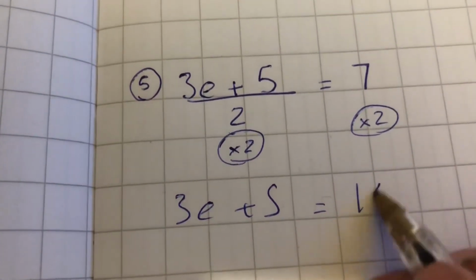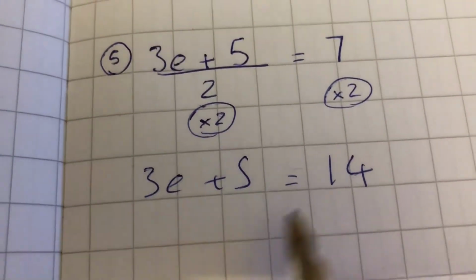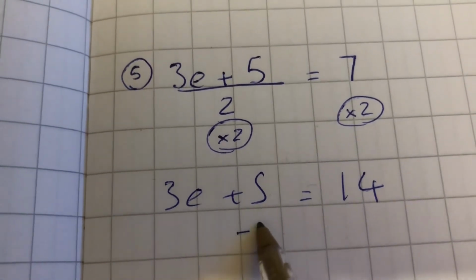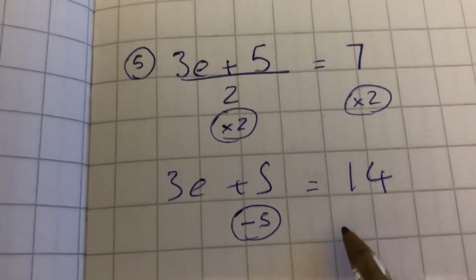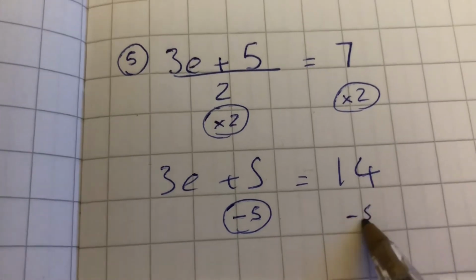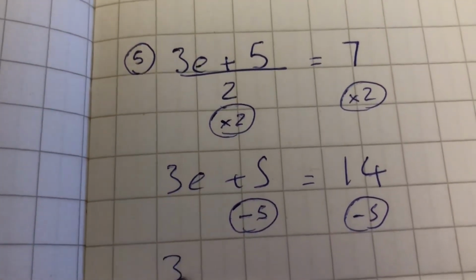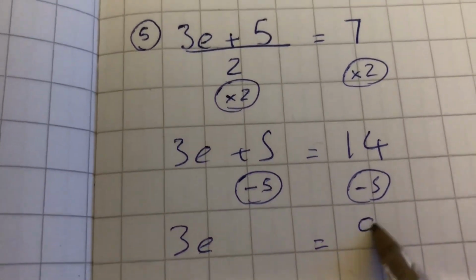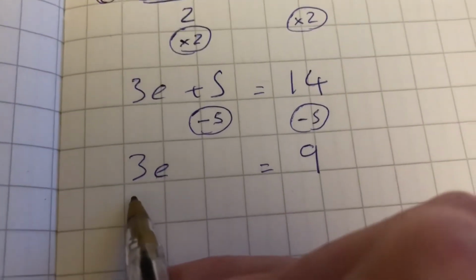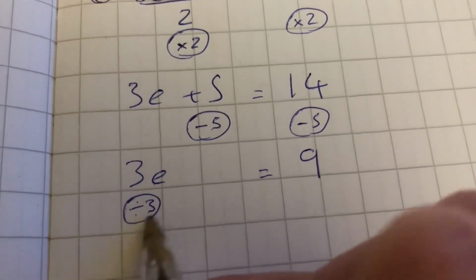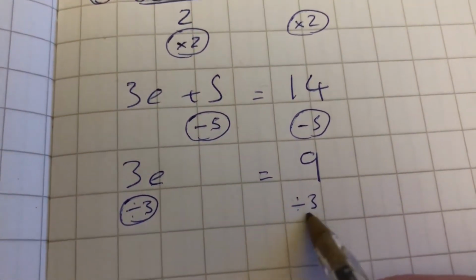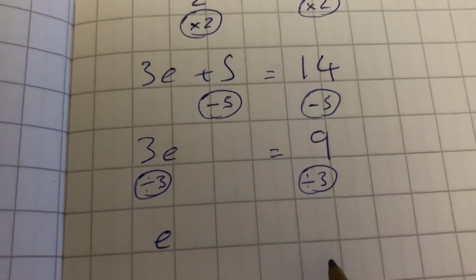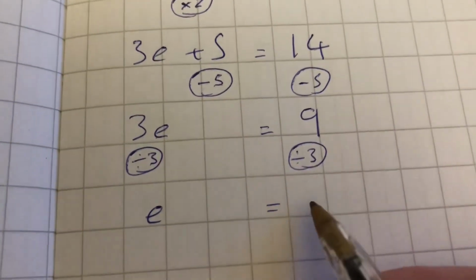7 times 2 is 14. Now this is now a two-step equation. So 3e plus 5, I get rid of the 5 next, working backwards. Plus 5 is minus 5, but I have the minus 5 on the right as well. So I'm left with 3e plus 5 minus 5 is 0, so it's gone. 14 take away 5 is 9. And then to get rid of this 3, because it's multiplying, I divide by 3. If I divide by 3 on the left, I have to divide by 3 on the right also. So I'm left with 3e divided by 3 is 1e, or e. 9 divided by 3 is 3.